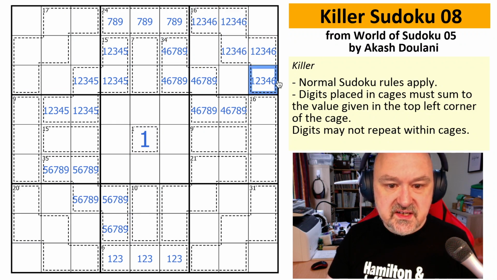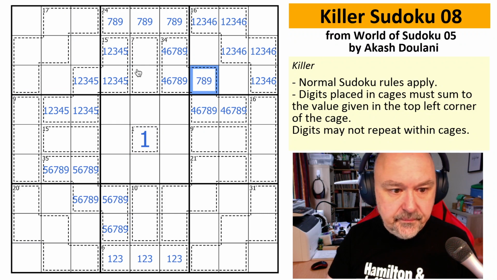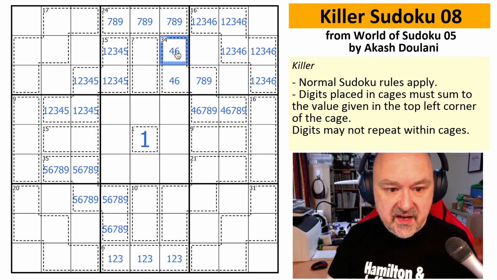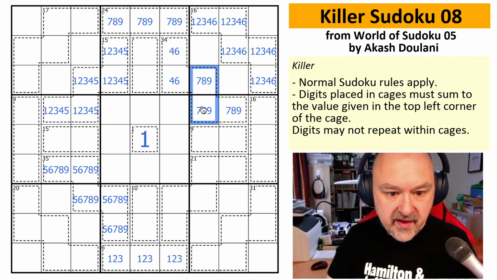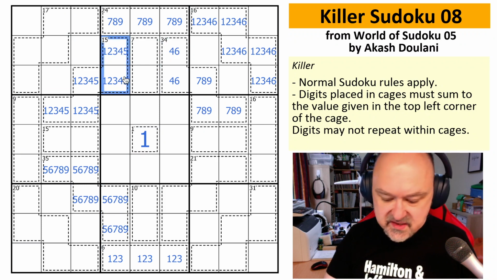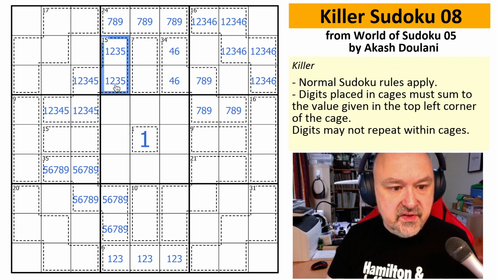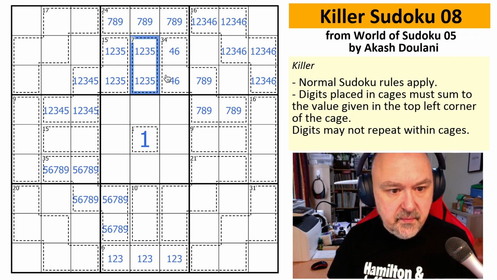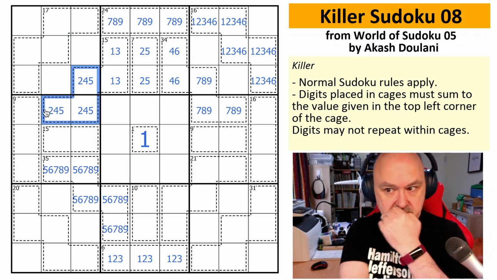Now there's 1, 2, 3, 4, 6 already in here, so we can take 4, 6 out of there. There's 7, 8, 9 in here already, so I can take 7, 8, 9 out of there, and actually there's 4, 6 in there, so I can take 4, 6 out of all of that. There's 1, 2, 3, 5, 6, 7, 8, 9. 4, 6 means I can take 4 out of there. So this is 1, 2, 3, 5, which means this has to be 1, 2, 3, 5. But it can't be 1, so I need to make 7 out of those, so that's 2, 5. I can take 2, 5 out of there. This is 1, 3, and I can take 1, 3 out of those.